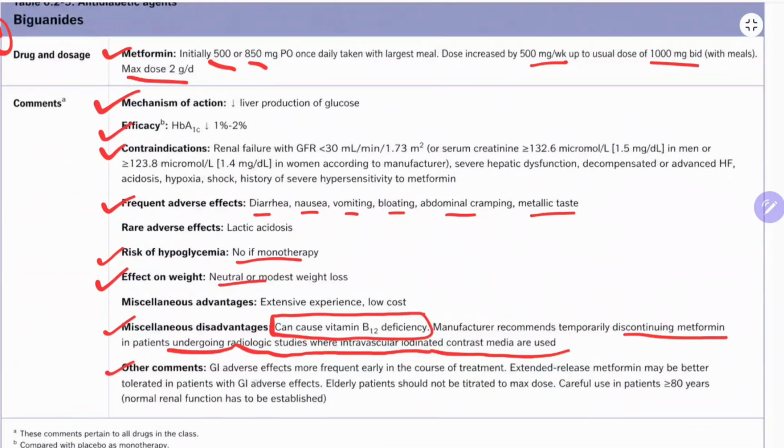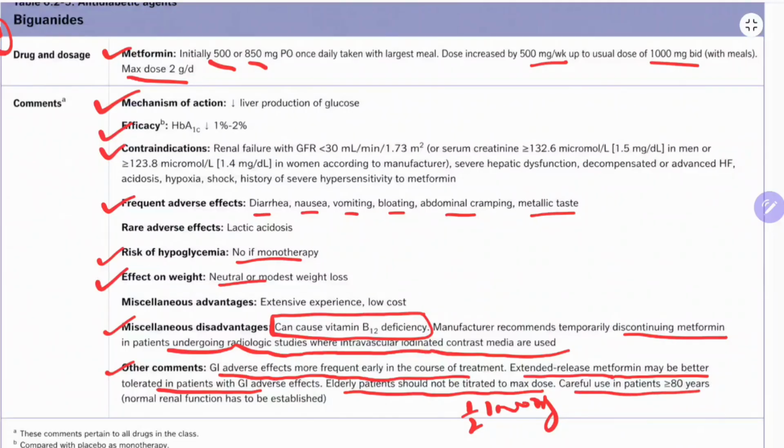Other comments: GI adverse effects are more frequent early in the course of treatment. Extended release formulation, slow release formulation of metformin may be better tolerated in patients with GI adverse effects. Elderly patients should not titrate to maximum dose, and the same is the case for patients who have kidney disease or liver disease. They should be titrated to half of the dose, that is 1000 mg in this case. Okay. Careful use in patients equal to or more than 80 years of age. Normal renal function has to be established in these patients.